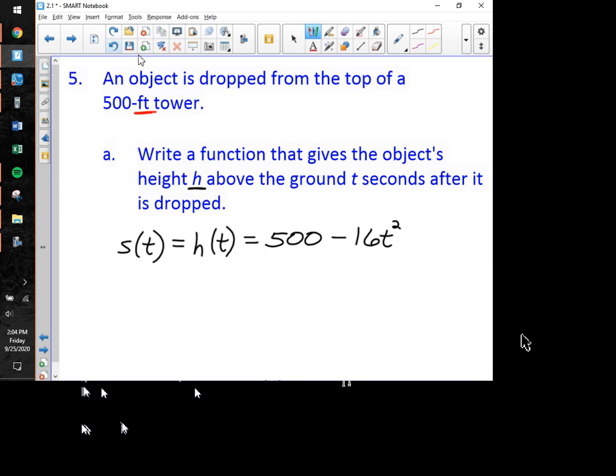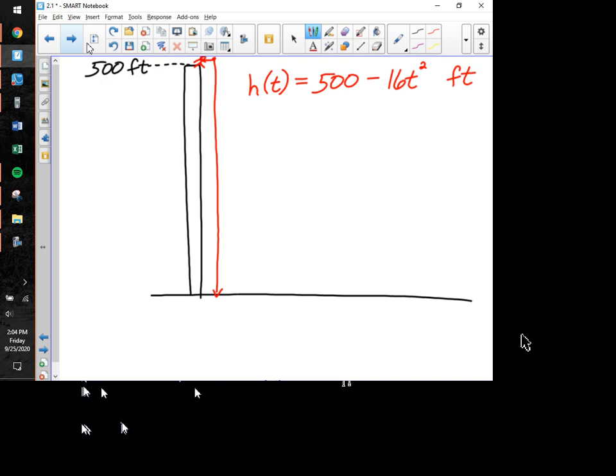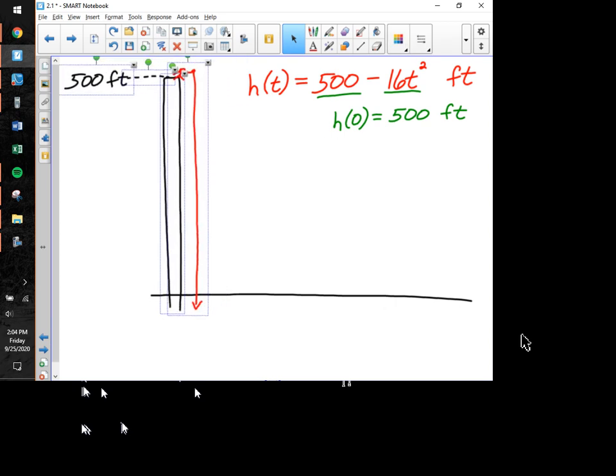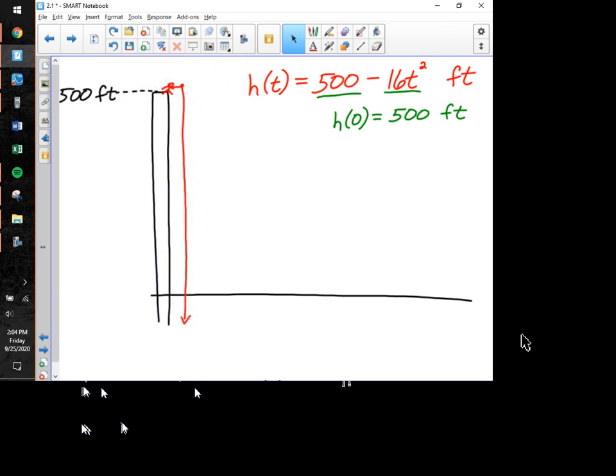So I'm going to get rid of that, and there's our answer to part A, and here's our picture for it. So that is our h of t function. The only thing I know so far, everybody, is that at the moment that we drop this object, its height was 500. So when we put in h of 0, it's 500 minus 16 times 0 squared, we end up with 500 feet. That makes total sense to me, because as we look at this diagram, it would appear that the object has a height of 500 at the moment that we let it go. So I'm going to go ahead and put a little point right here.